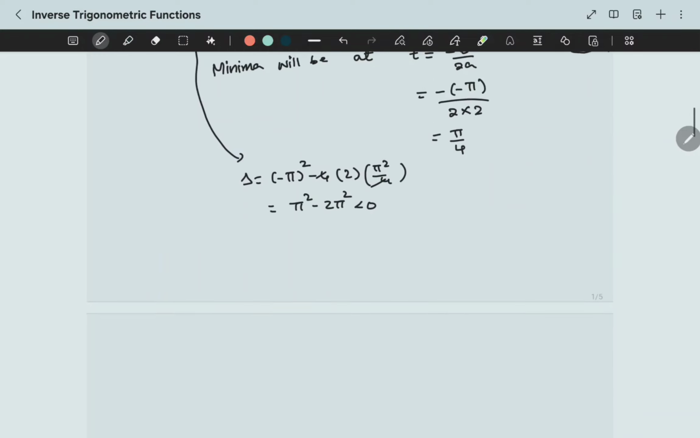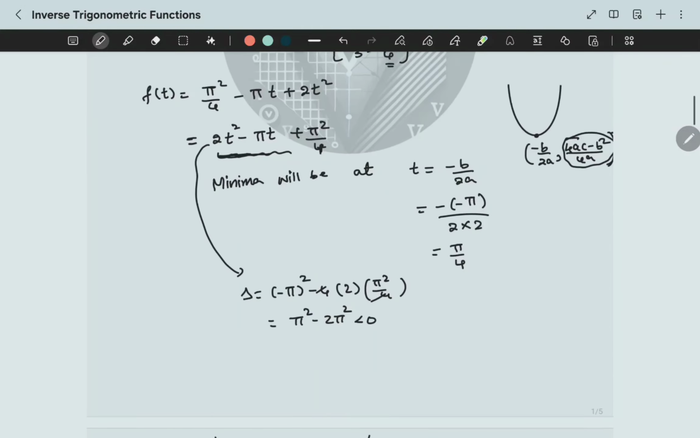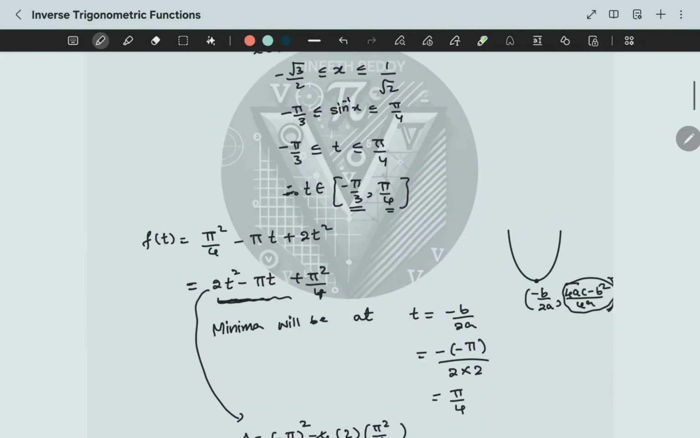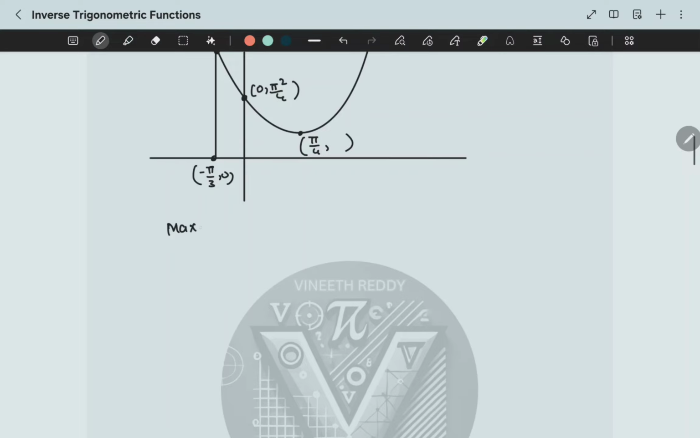That means this parabola will always be positive, and it will be something like this. F of 0 is pi square by 4, so the point is 0 comma pi square by 4. Now this is the minimum value at t equal to pi by 4. Minus pi by 3 will be somewhere here, dear students, minus pi by 3 comma 0. So the maximum value should be at t equal to minus pi by 3.